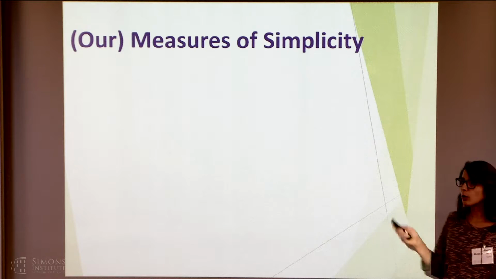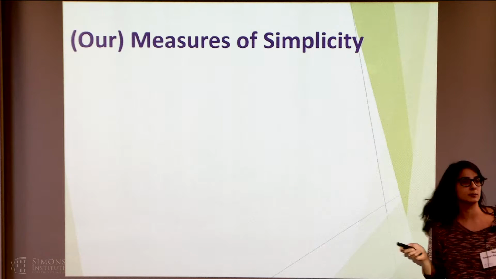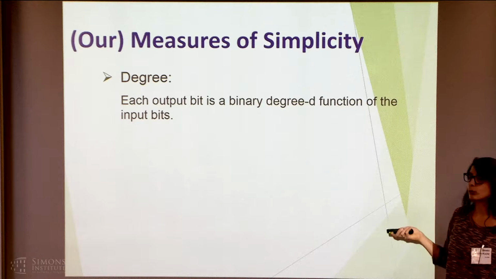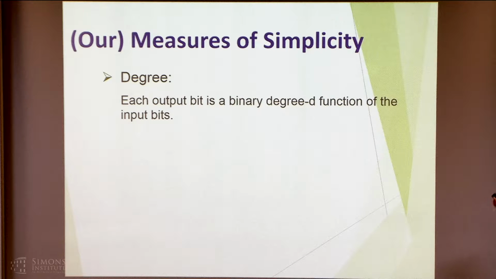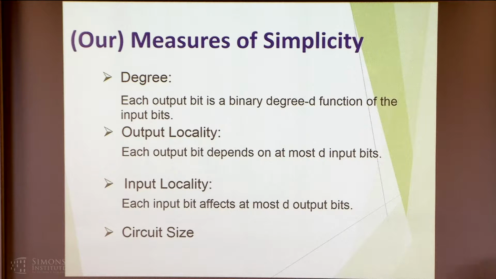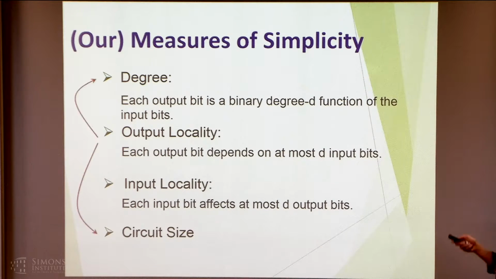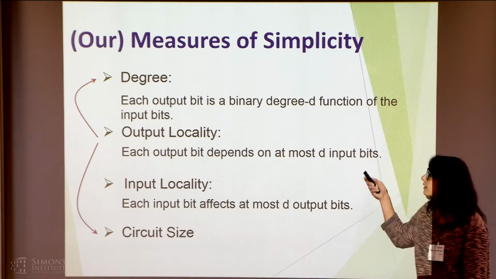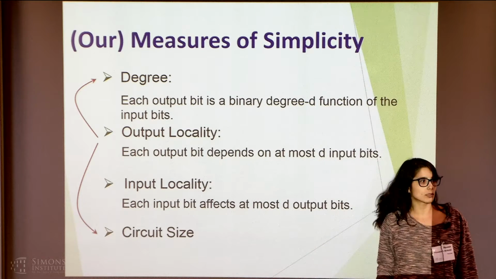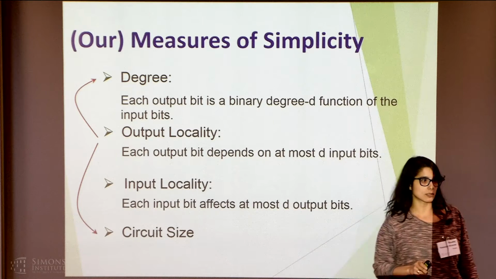So we want to study computationally simple hash functions, and we consider several measures of simplicity. One is the degree, where each output bit is a degree d binary function of the input bits. Okay? Output locality, where each output bit depends on at most d input bits. Similarly, input locality and circuit size. Now notice that the output locality gives us a bound on both the degree and the circuit size. In particular, when the output locality is constant, we get constant degree and linear circuit size.